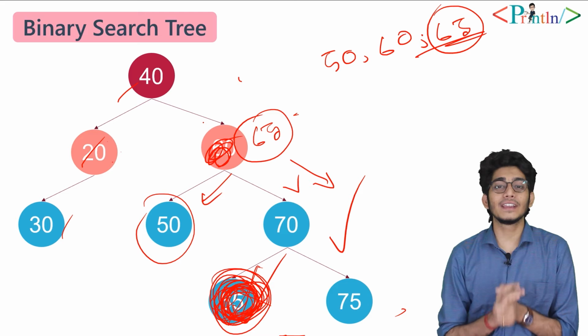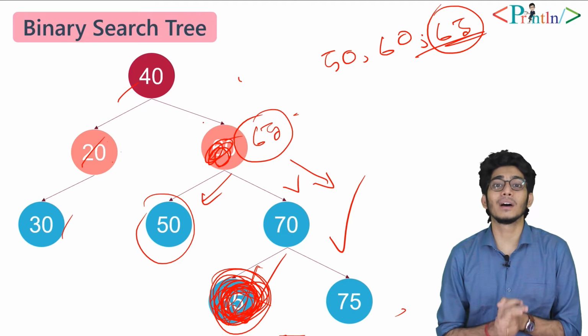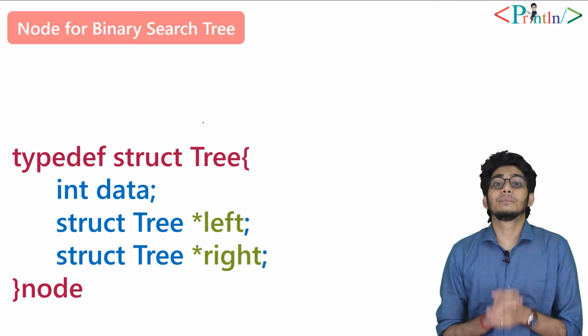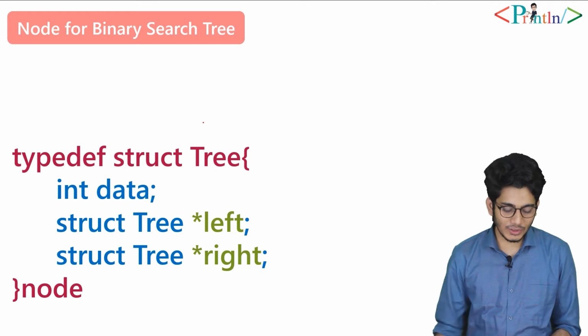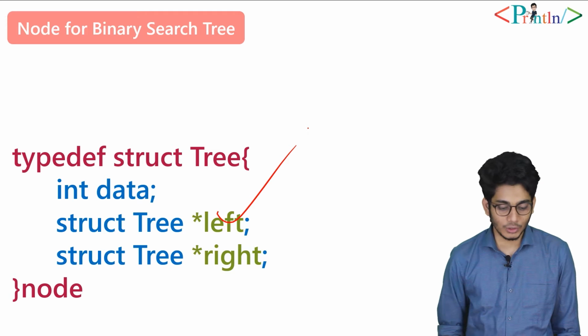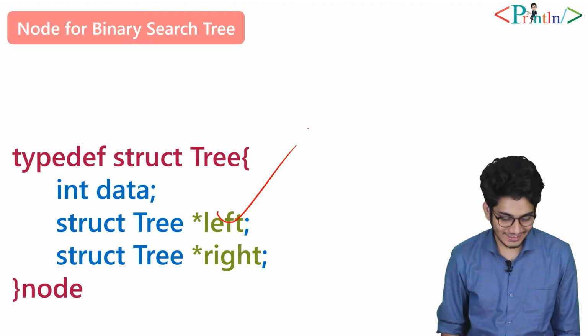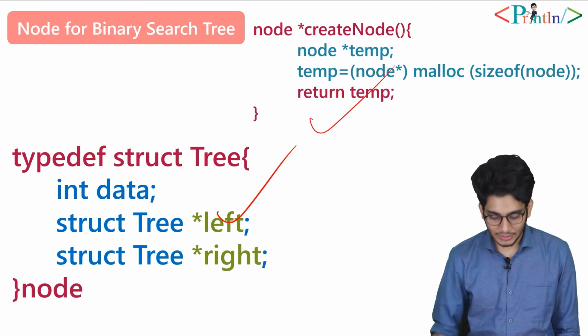So this is how we can delete an element from a binary search tree. Now we'll see how we can perform the same thing in code. At first we have to construct a tree. If you don't know how to construct a BST, just click on this video and watch it. Then we have to allocate the memory.